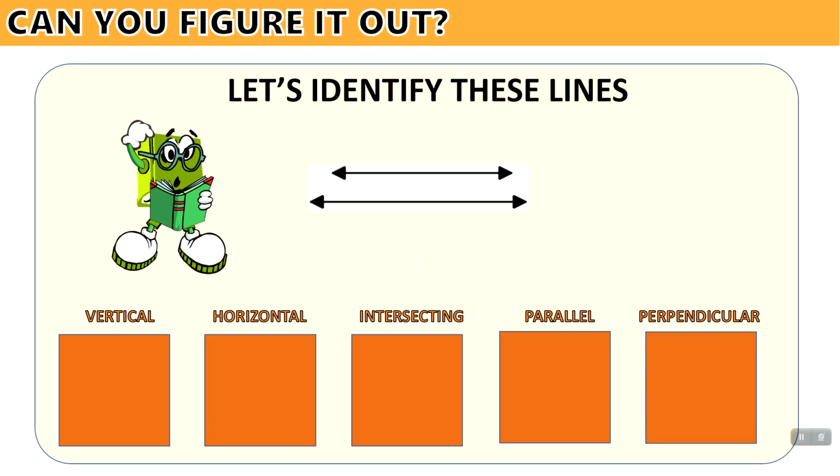What about these two lines? They don't seem to cross, and they're the same distance apart, going in the same direction. These are called parallel lines. What about this line? Because it runs up and down, we know that this is called a vertical line.